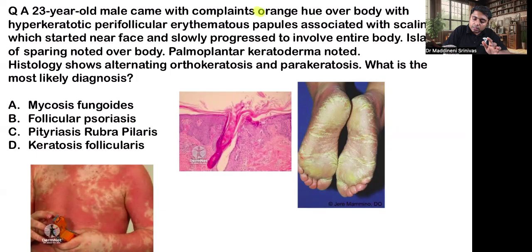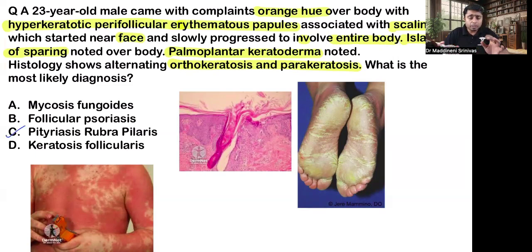23-year-old male complains with orange hue over the body with hyperkeratotic perifollicular erythematous papules associated with scaling. And they started over the face, slowly progressed to involve the entire body. Islands of sparing noted over the body. Palmoplantar keratoderma noted. Histology showed orthokeratosis and parakeratosis. So these were all the clues mentioned in the MCQ. So this is a giveaway question if you know all these points related to pityriasis rubra pilaris.